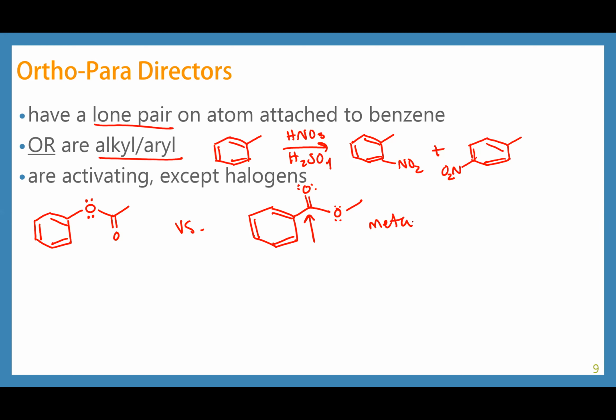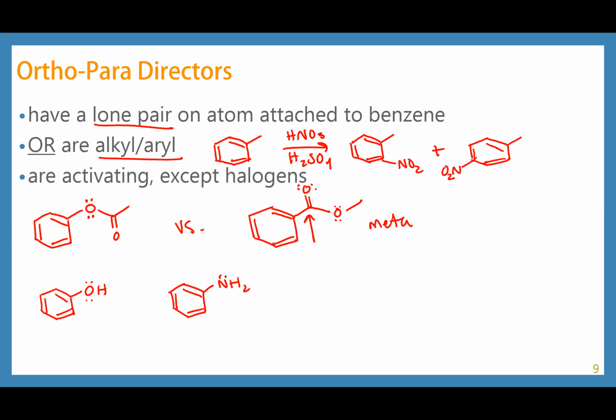But your types of ortho-para directors, I used to give a list to students, but then they tried to memorize it, and I think that's useless. But some common examples include phenol, aniline.